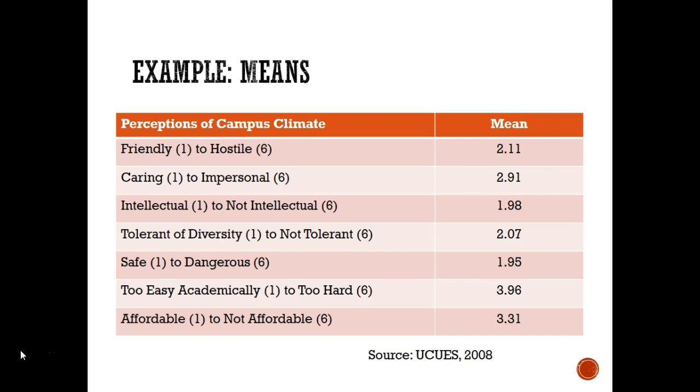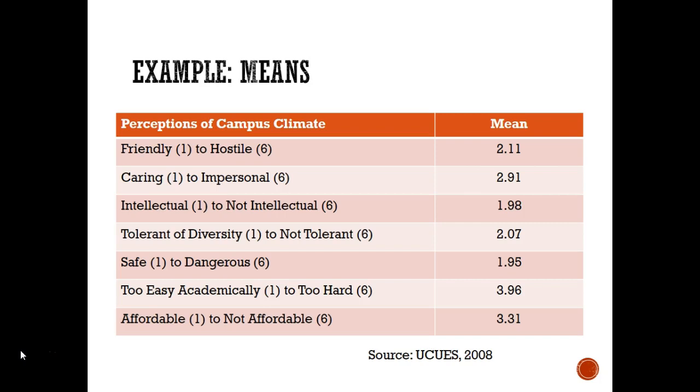So here's an example of different means from a survey that I believe was administered by my colleague at UCLA a few years ago. This is just simple perceptions of the campus climate. You can see here this was a 1 to 6 scale, where we have friendly on the low end of the scale and hostile on the high end of the scale. I'm talking about the first number on here.